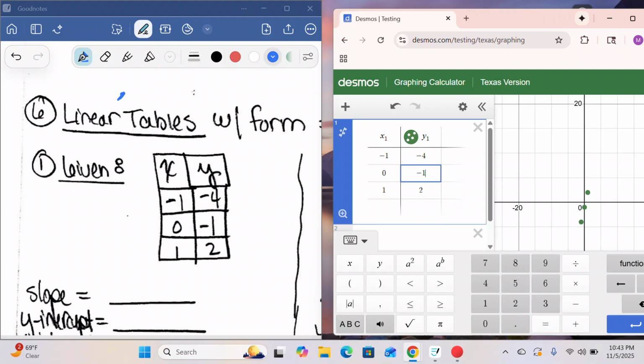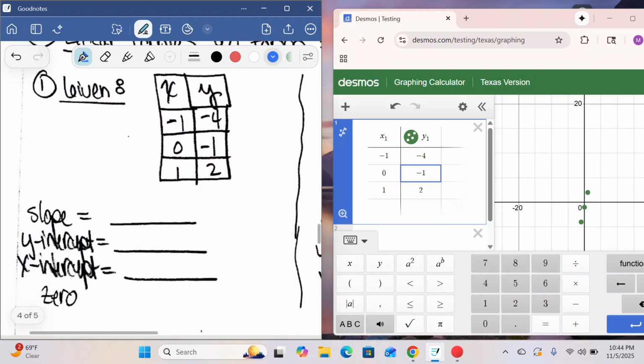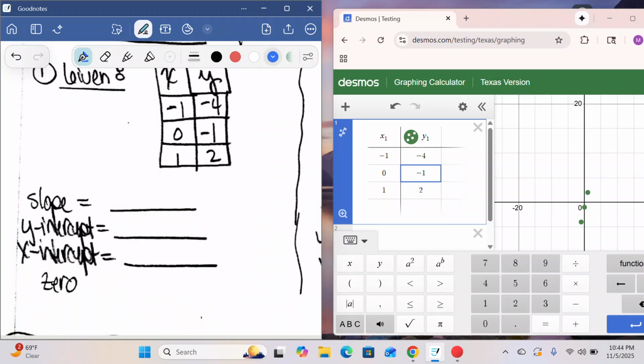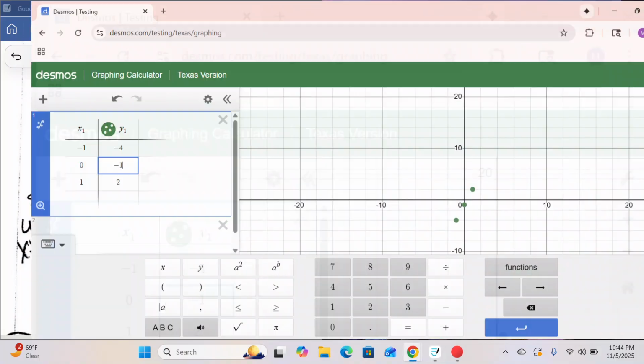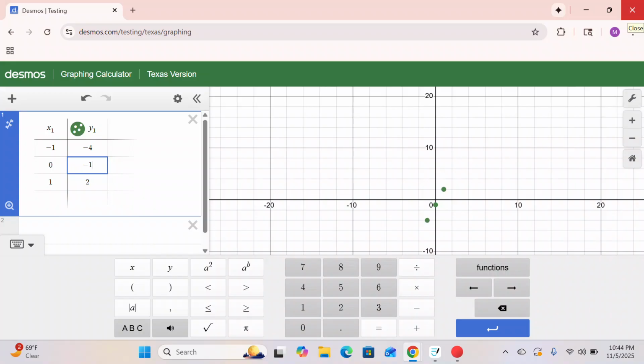So there's a couple of questions I have. I want to know what my slope is. I want to know what my y-intercept is. I want to know what my x-intercept is. And I can even find what my y equals mx plus b is. So I'm going to get the table. I'm going to enlarge it. How do I get this?